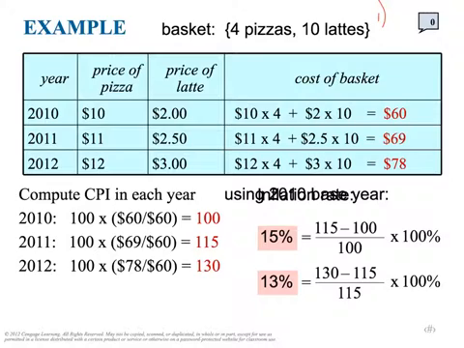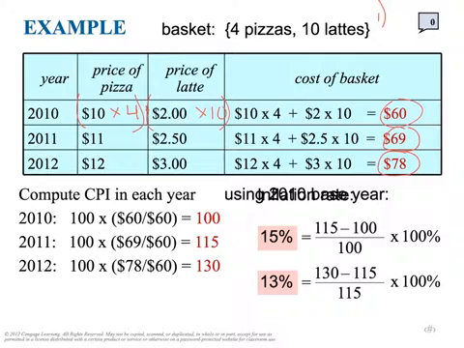So the first thing we want to do is multiply the price of pizza times the quantity, price times quantity, plus the price of lattes times the quantity. And that's how we ended up with the $60 that you see in 2010. We would do the same thing for 2011 and the same thing for 2012. So that gives us $60 in 2010 as the cost of the basket, 2011 $69, and 2012 $78.